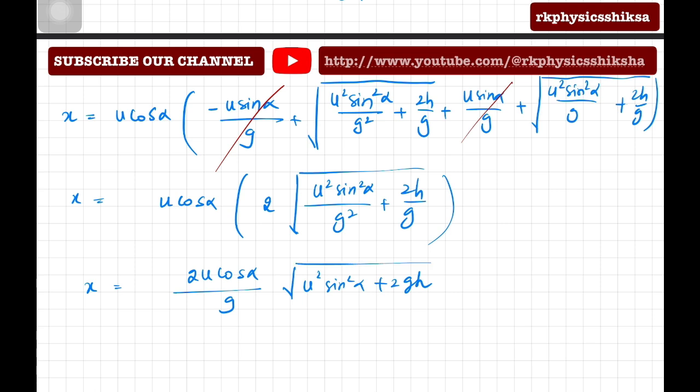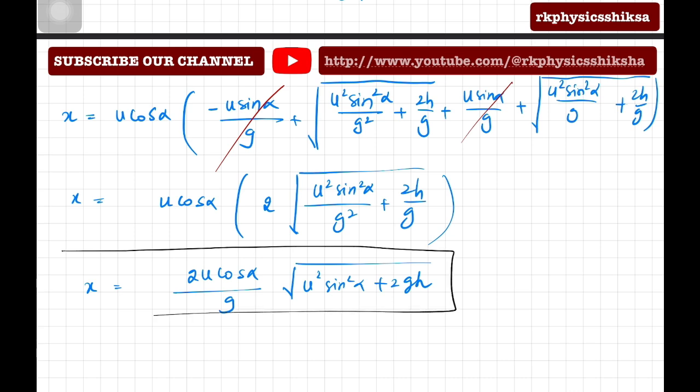So this will be the total distance between the two particles when they are projected from the height h with the same initial velocity, one projected downward, the other projected upward, making the same angle alpha with the horizontal. This is the answer: 2u cos alpha by g into root of u square sine square alpha plus 2gh. Hope you understood. Please follow us, share and comment on our videos. For more such videos, please support us. Thank you.